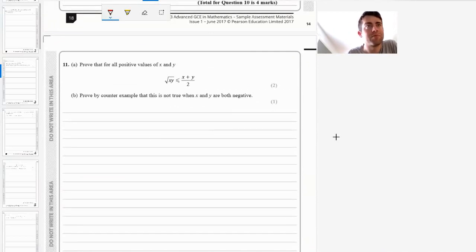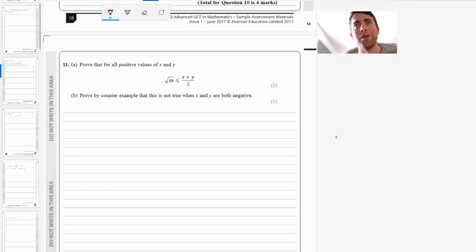Question 11. Prove that for all positive values of x and y, that thing, and then a counterexample. This is also a fairly standard sort of proof question, and there's actually a page of these sort of inequality questions in the Year 12 textbook in the proof chapter. I think it comes under the algebra and functions chapter or something like that. There's a page of questions that look like this one.